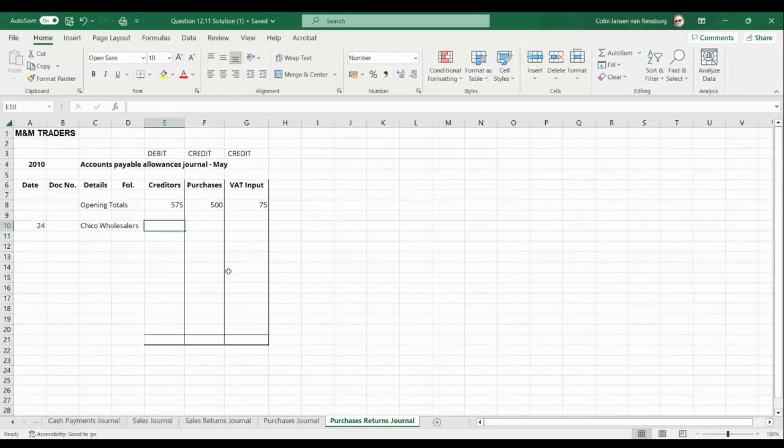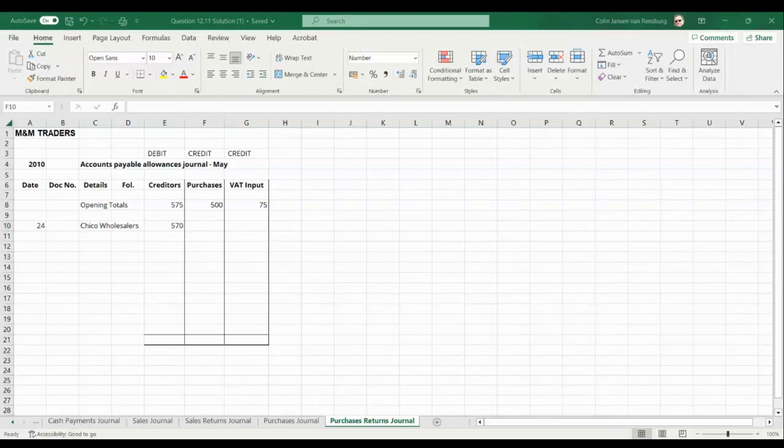Right. So Chico Wholesalers, let me just go and look again. What was the amount? Issued a debit note for goods returned, 570. Now let us go. I know we've gone through this whole reasoning about an hour ago, but let's go through it again, ladies and gentlemen.